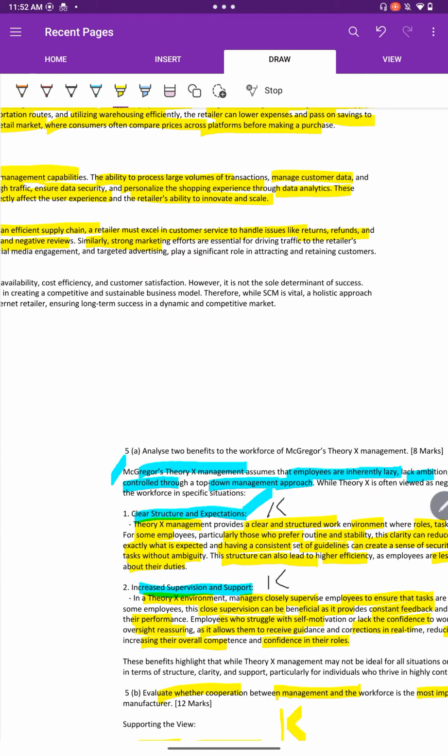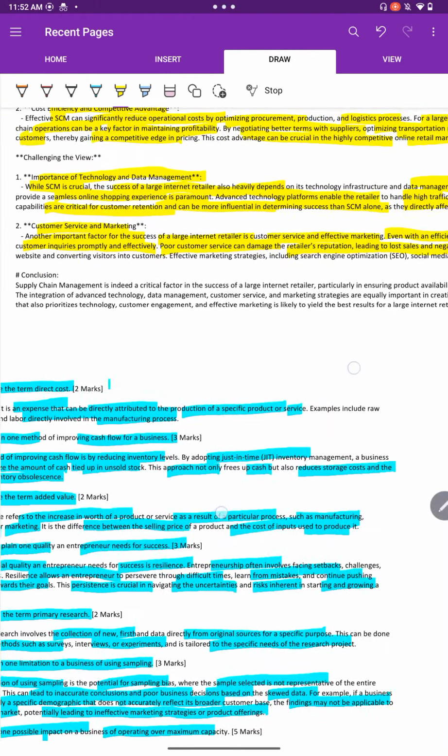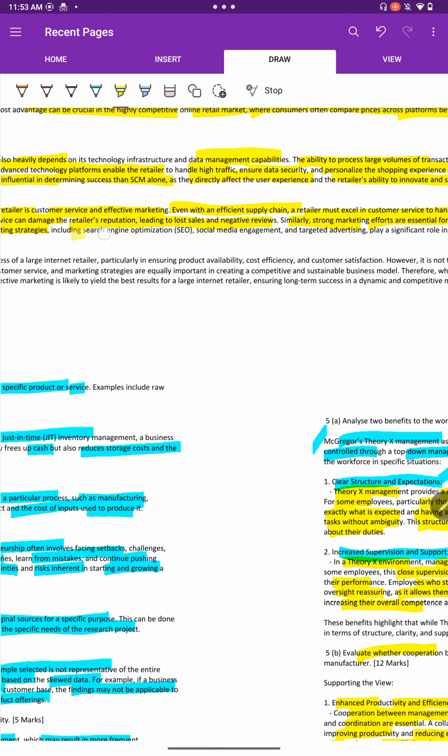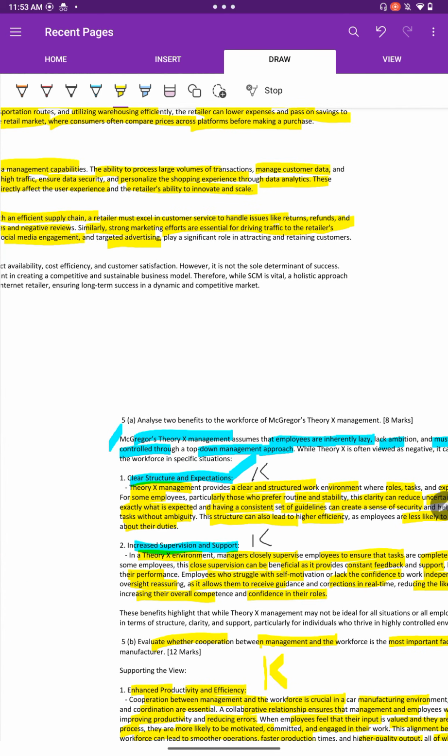Similarly, strong marketing efforts are essential for driving traffic to the retailer website and converting visitors into customers. Effective marketing strategy, including search engine optimization, social media management, and targeted advertising, play a significant role in attracting and retaining the customers. So all these things are equally important, not only the SCM.